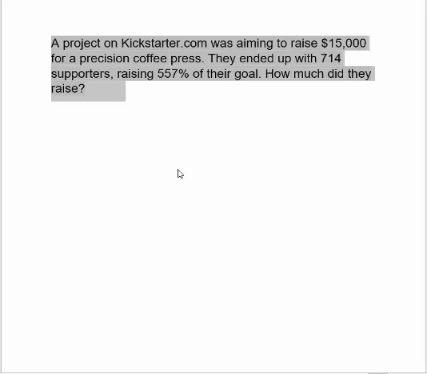So again, looks like it's a word problem. So we're gonna try those, follow that step process that I talked about in class, those 5 steps. So the first thing we're gonna do is obviously just read. So a project on Kickstarter.com was aiming to raise $15,000 for this precision coffee press. Okay, must be a nice coffee press.